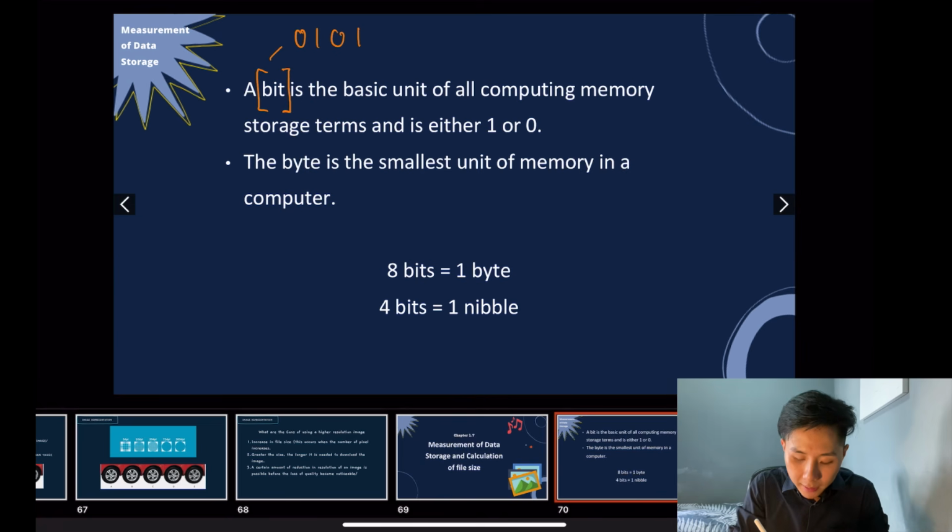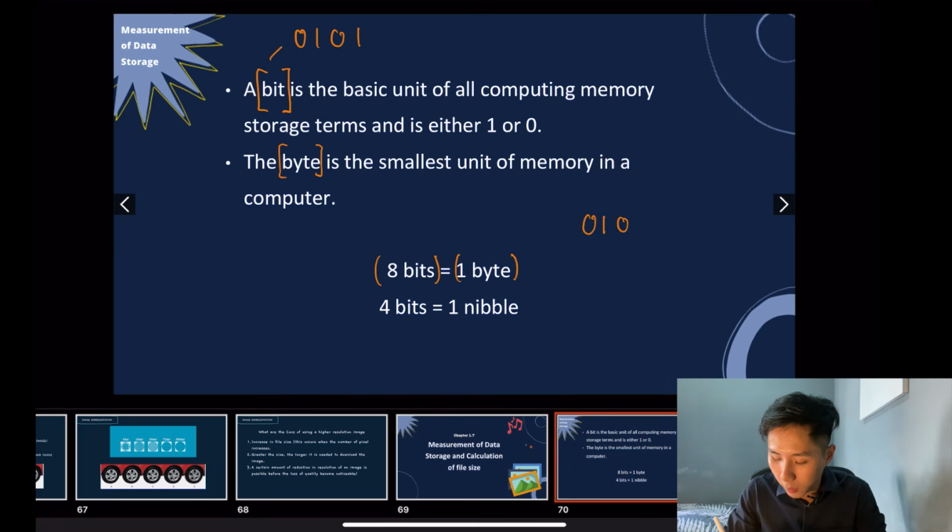And moving on, we have the terminology of byte. It's the smallest unit of memory in a computer, where every 8 bits, like you see here, is called 1 byte. So if I have 01101100 stored in my computer, it will calculate this as 1 byte because it's equivalent to 8 bits.